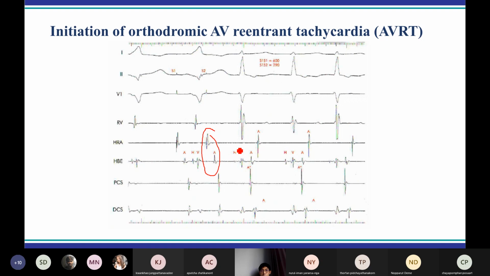You can see that the His bundle comes before the ventricular signal, and after that, the accessory pathway has already recovered from the refractory period. So the signal from the ventricle goes back up to the atrium through the accessory pathway, and then goes down again into the His region and to the ventricle, and goes up via the accessory pathway again. And this would run into a re-entry tachycardia.